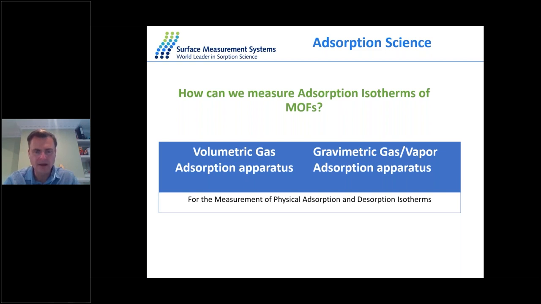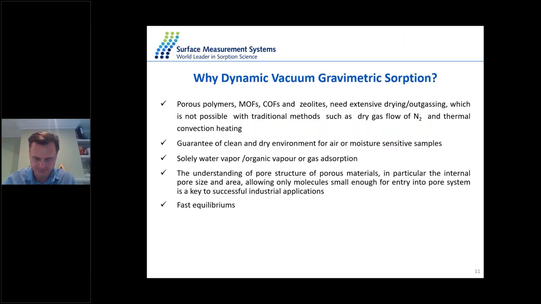The other way to obtain the adsorption isotherms is the gravimetric gas and vapor adsorption apparatus, which will be shown in this talk. This is complementary to the volumetric system, but mainly focused on understanding the behavior of these materials under more realistic conditions. Once you've done your porosity characterization, you should go for the gravimetric vapor adsorption analysis to understand how these materials are going to behave in real conditions, and how they can be used for gas adsorption or other applications.